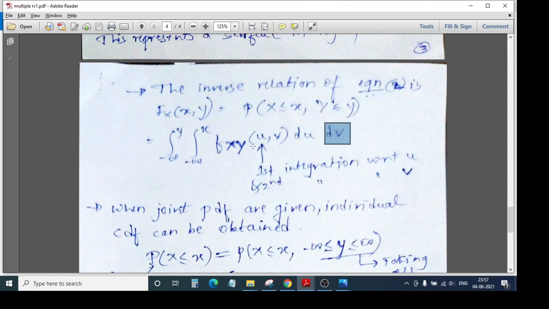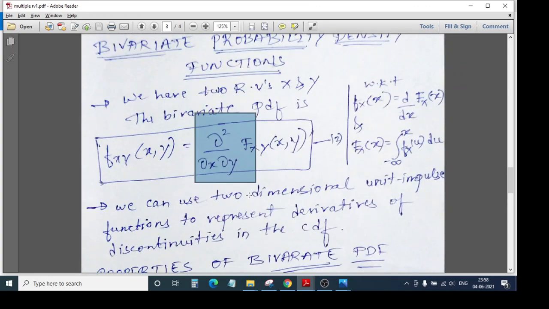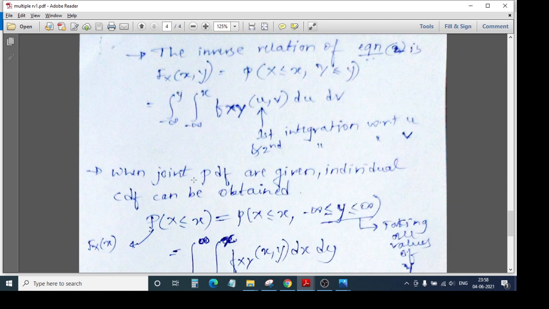The first integration is with respect to u. That's why I have written here that the first integration will be with respect to u. Once you integrate with respect to u, the second integration will be with respect to v. Okay. So this is very important. That is the inverse relation. Since you have dou square, that is two times differentiation, here you need to do two times integration. That's all.